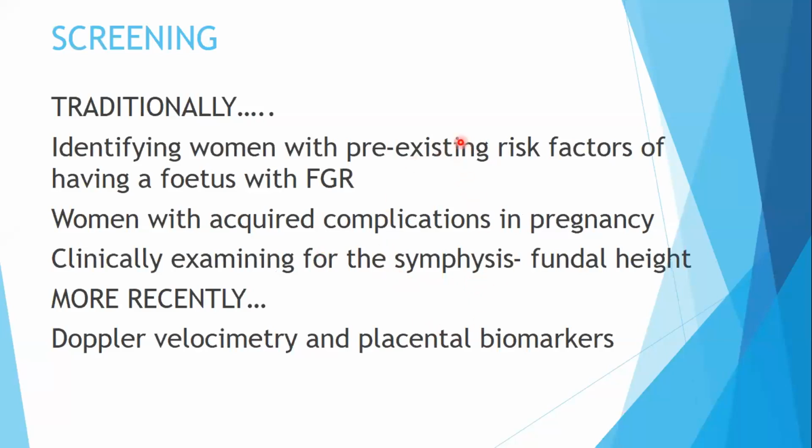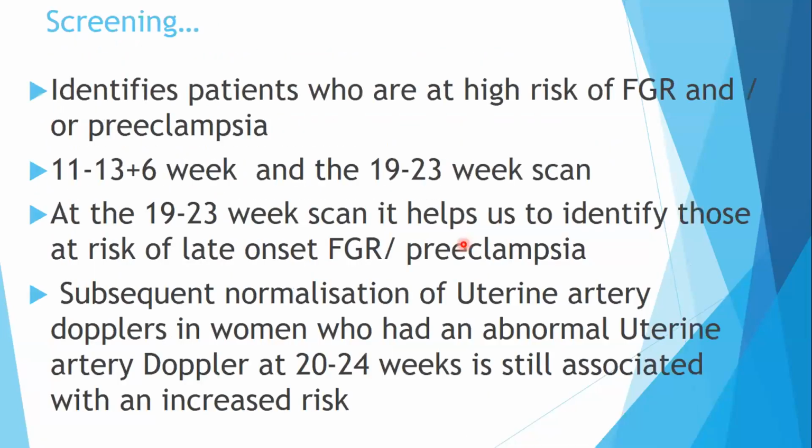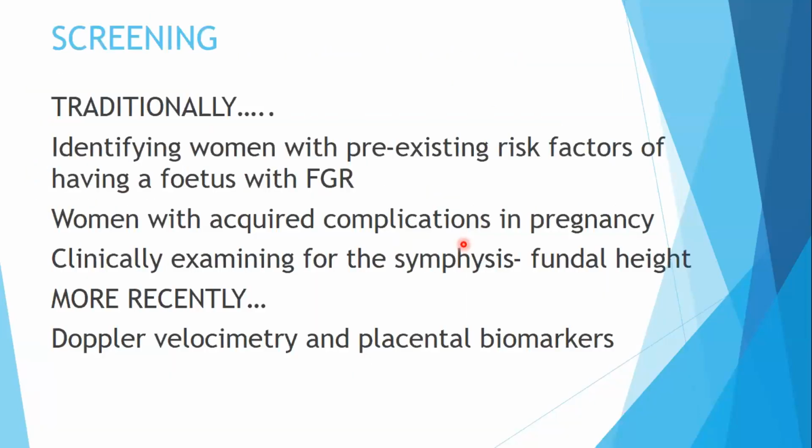But all these are fraught with errors. Some women have no pre-existing risk factors at the time when we see them. And when we look at the acquired complications, right now what we'll be doing is playing catch up, because already these people have severe preeclampsia, and most probably the baby already has fetal growth restriction. And finally, the symphysis fundal height is also very difficult to correlate, as the mother may have other abnormalities, like a fibroid uterus, and also if there are abnormalities in amniotic fluid volume, this may all lead to a wrong diagnosis.